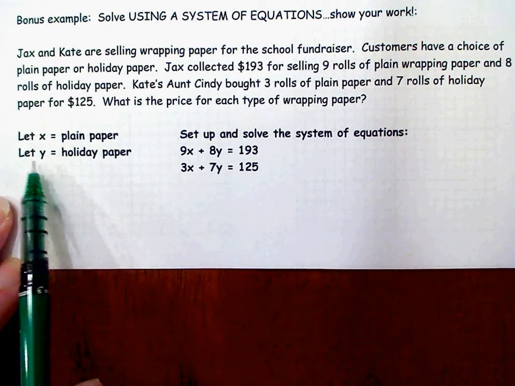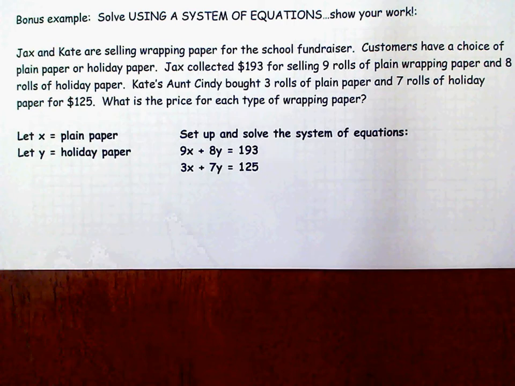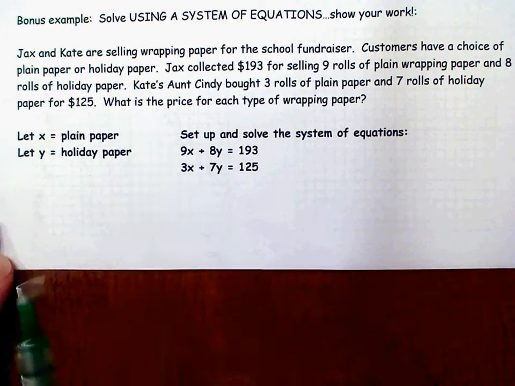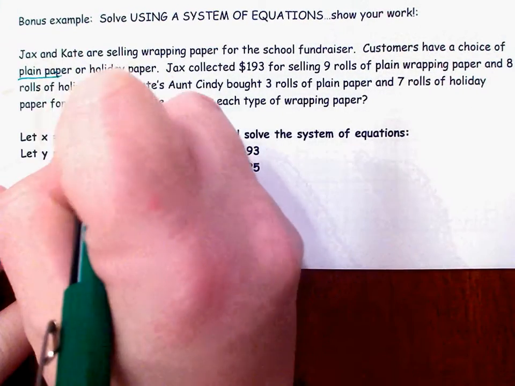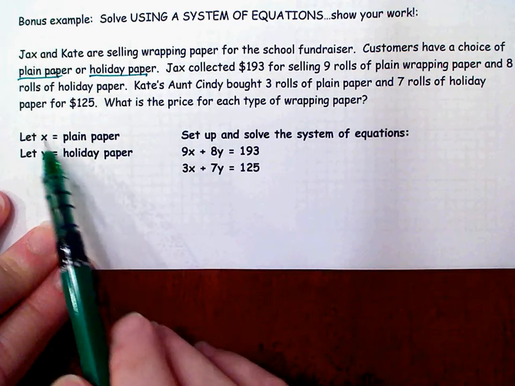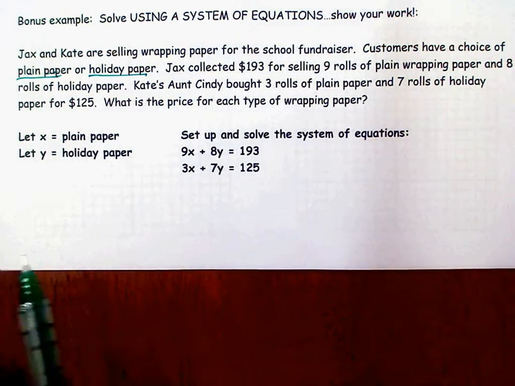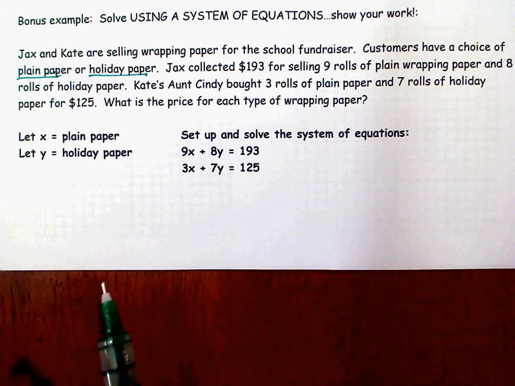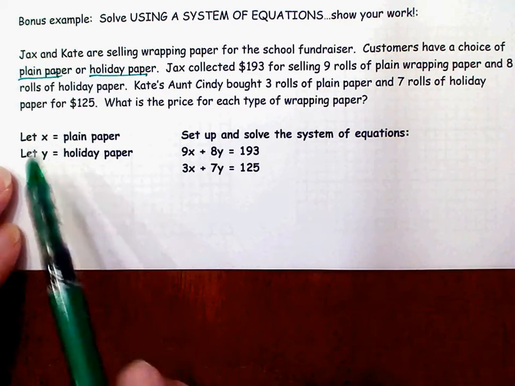You're going to have something that you're going to set x equal to, and something that you're going to let y represent. So in this problem, it says Jax and Kate are selling wrapping paper for the school fundraiser. Customers have a choice of plain paper or holiday paper. So those are the two things that are talked about in this specific problem. So you can let your x equal one of those things and your y equal the other. It doesn't matter which one you let equal which one.